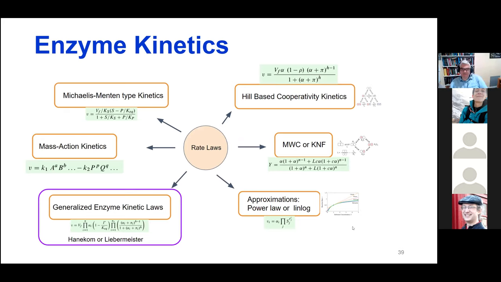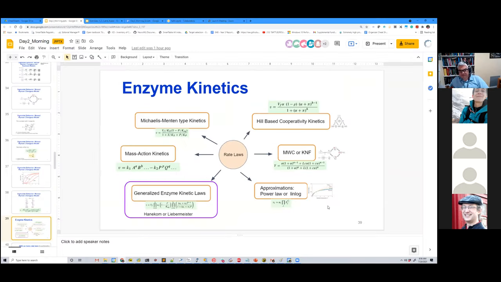Some people use these approximations. Some of you may have come across a power law approximation, which is just every substrate raised to an exponent. These are only good though around a particular operating point. I don't know if you can see this graph here. Maybe I should make it bigger.